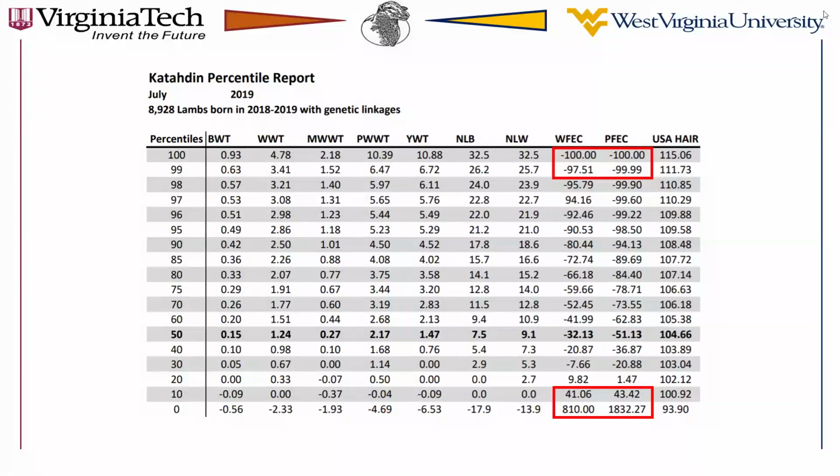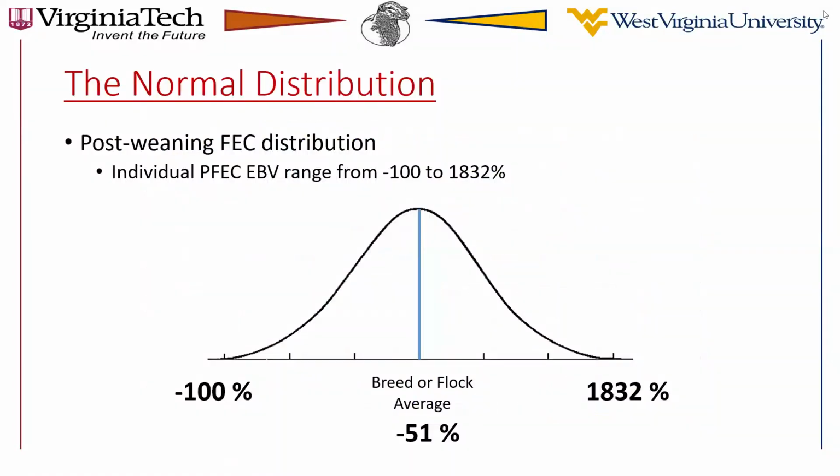So, you pick out the very high and the very low. The best animals on this percentile ranking in the Katahdin breed are -100 on their weaning and post-weaning fecal egg count EBVs. On the opposite end of the spectrum, the worst animal in the bunch was a plus 1,832. That's probably at least the red line on the last graph, or maybe worse.